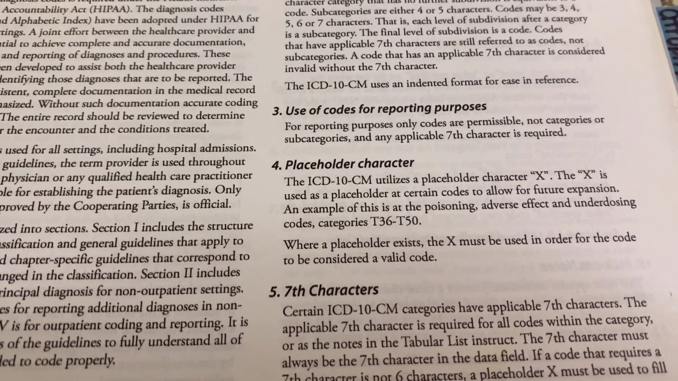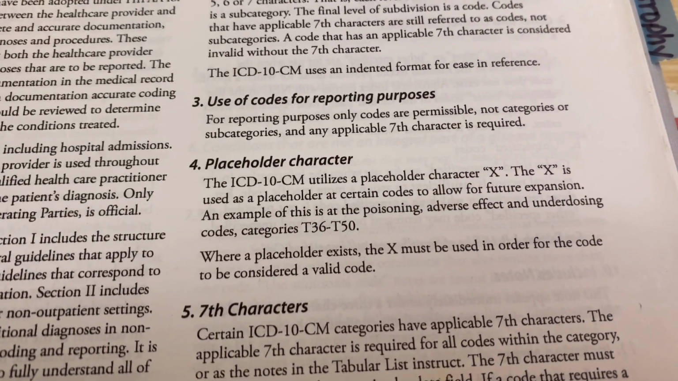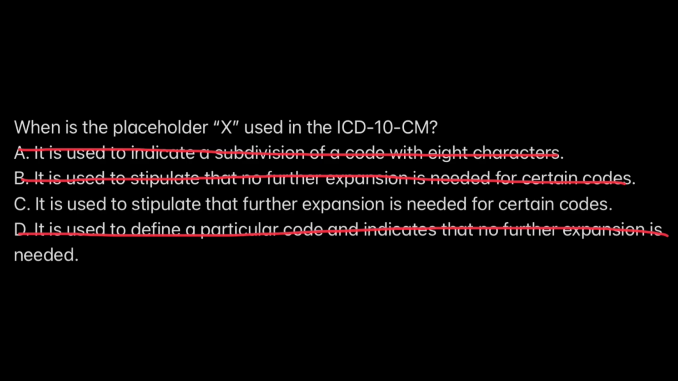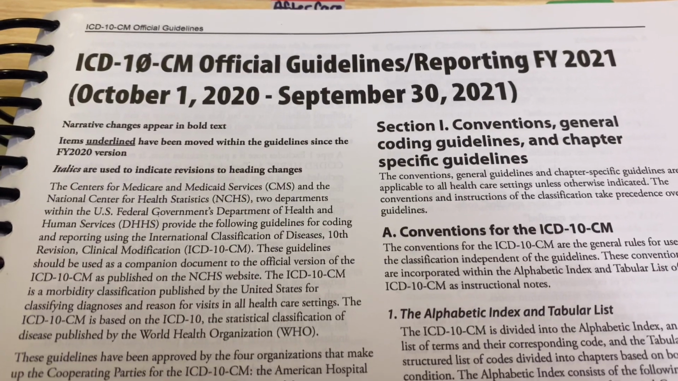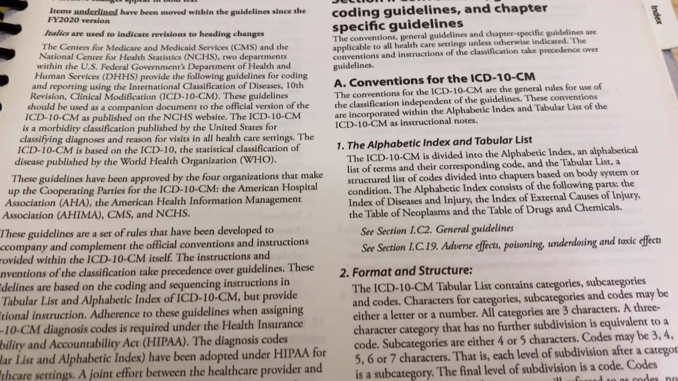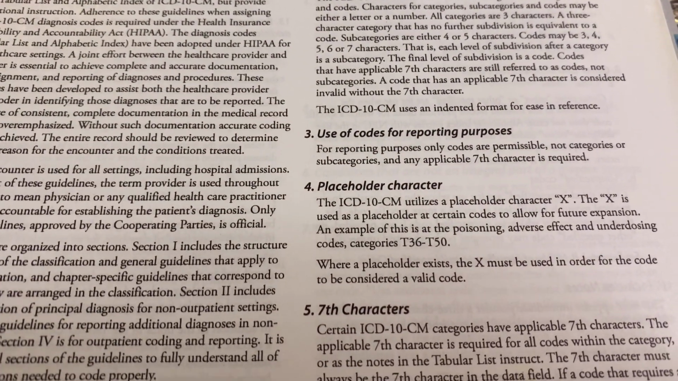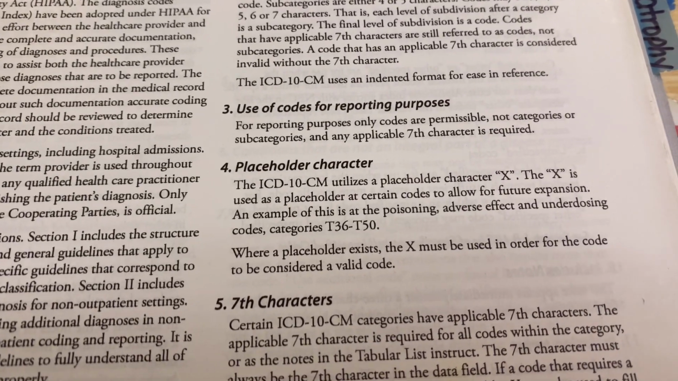And then down at number 4, it says the X is used as a placeholder at certain codes to allow for further expansion. So B and D we can eliminate because they were talking about no further expansion is needed. And that leaves us with C. It is used to stipulate that further expansion is needed for certain codes. I personally like guideline questions because the answers are right there in your book. So again, this is what I had said for that X placeholder.